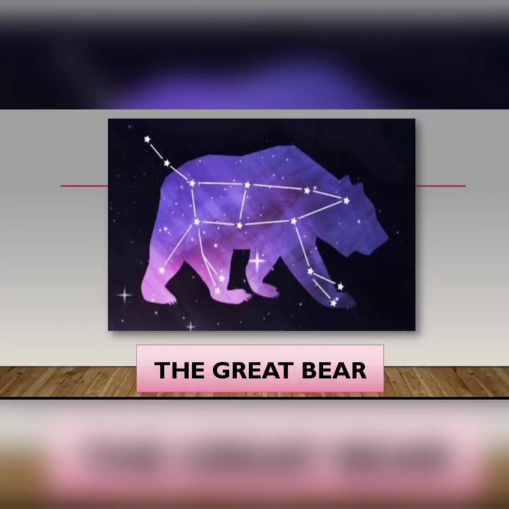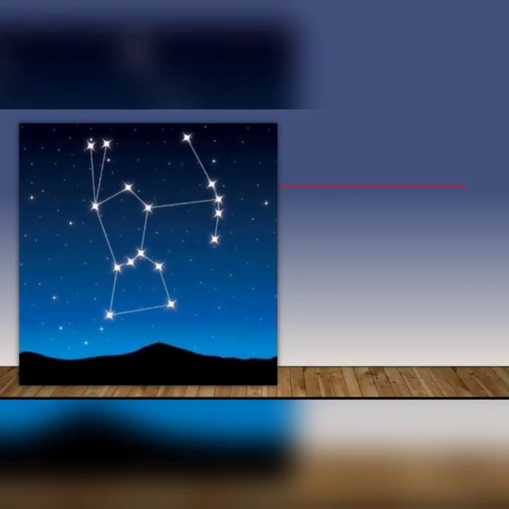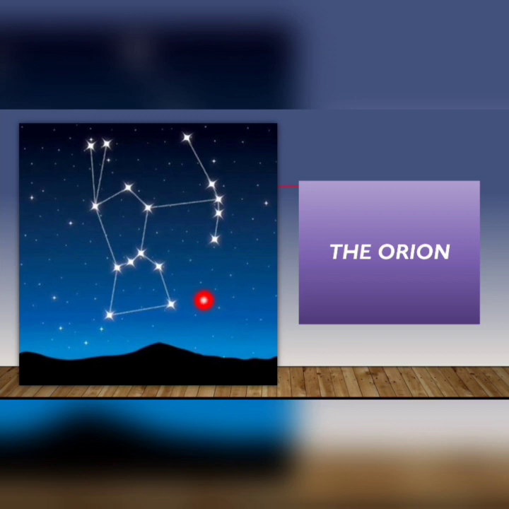Now here is the Great Bear constellation. See, these are the stars, right? When we connect them, we can see that it looks like a bear. That's why it is called the Great Bear. Now the next one is the Orion constellation. It looks like this one. Actually these lines are not here. In the clear night sky we can see only the stars. But when we try to connect them, we will find this kind of shape.